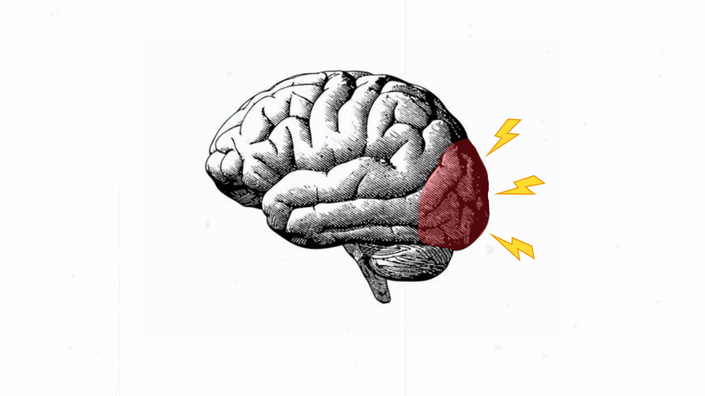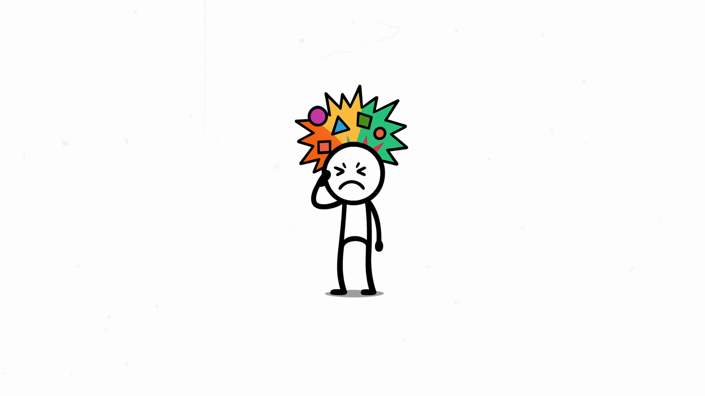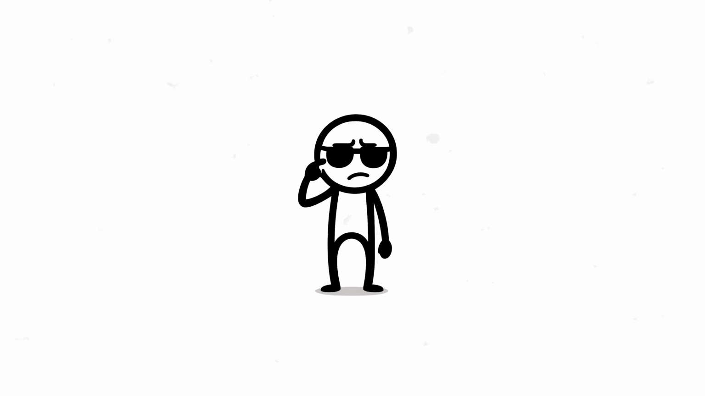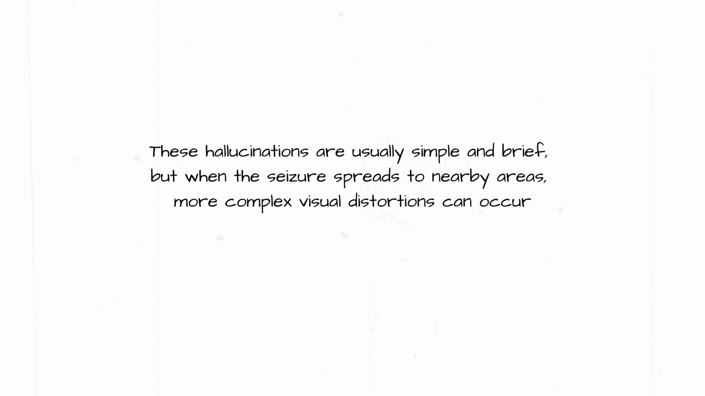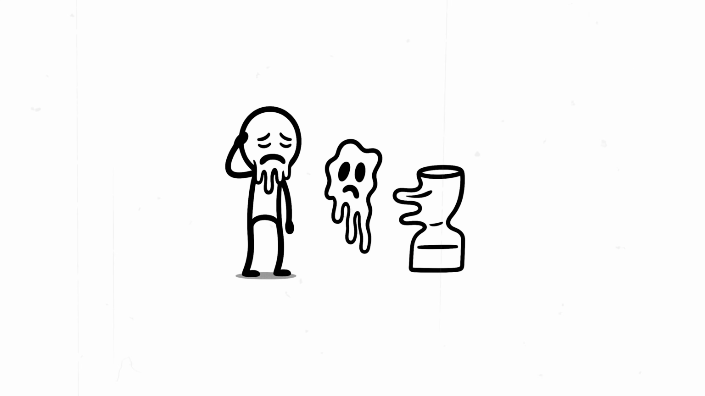Chapter 3. What happens during a seizure? Seizures originating in the occipital lobe are often purely visual. Patients might describe flashing lights, color patterns, geometric shapes, or even a sudden blackout in part of their vision. These hallucinations are usually simple and brief, but when the seizure spreads to nearby areas, more complex visual distortions can occur, like faces melting or objects stretching.